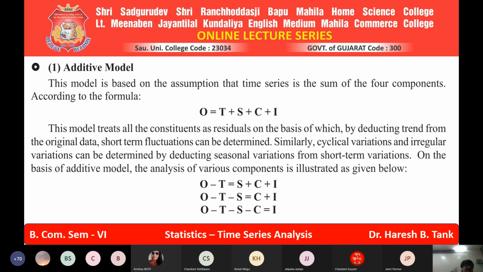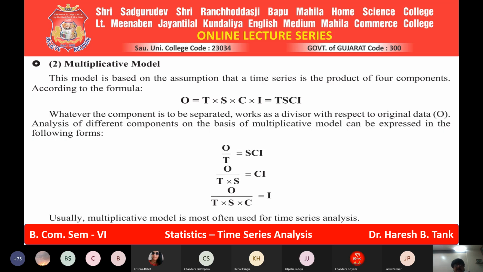This is what an additive model is. The additive model is used by moving terms between the left-hand side and the right-hand side with plus and minus, so you can get the impact of all the other components. Like O minus T: we have taken just T to the left-hand side, so it becomes O minus T, and the right-hand side would be S plus C plus I. In short, this is the beauty of this model.